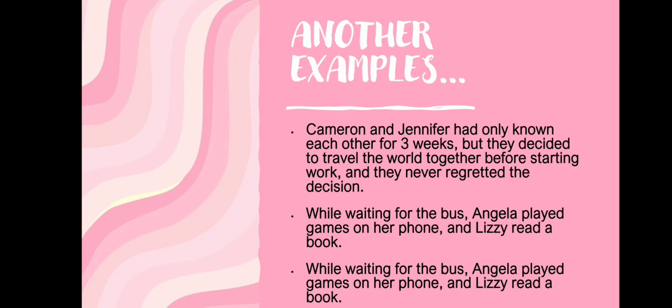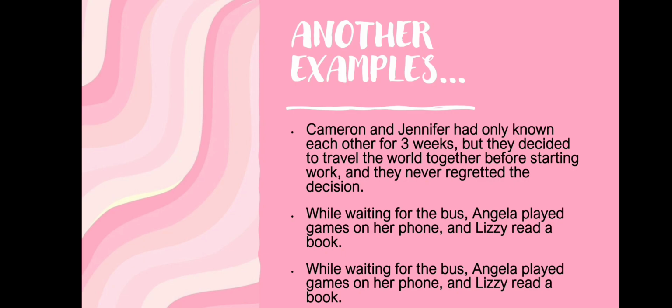Another example, as you can see, is that a sentence is compound when it has two or more independent clauses. Also, we can say that a sentence is complex when it combines one independent clause with at least one dependent clause. This is the most important. For example, we have these sentences. While waiting for the bus, Angela played games on her phone, right? And Lizzie read a book.